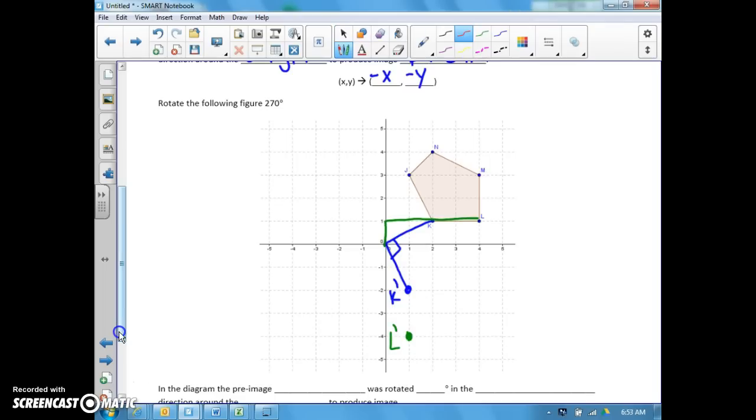And M was over 4, up 3. I'm going to go over 3, down 4 for M prime. And N, over 2, up 4, over 4, down 2. J, over 1, up 3, over, let me get a different color, I'm out of colors, over 1, or sorry, over 3, down 1 for J.